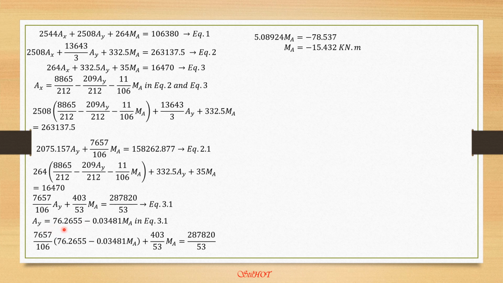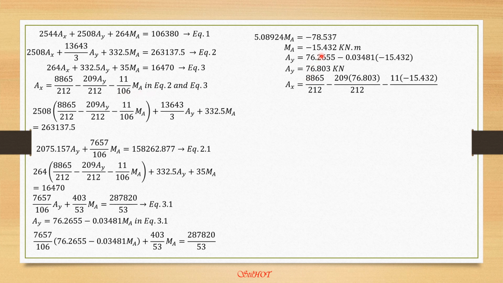Then AY, substitute into this equation. AY is 76.2655 minus 0.03481 times negative 15.42. So AY is equal to 76.803 kilonewtons. Then AX from this equation here. So AX is 8865 over 212 minus 209 times 76.803 over 212 minus 11 times negative 15.42 over 106. So AX is equal to negative 32.299 kilonewtons.